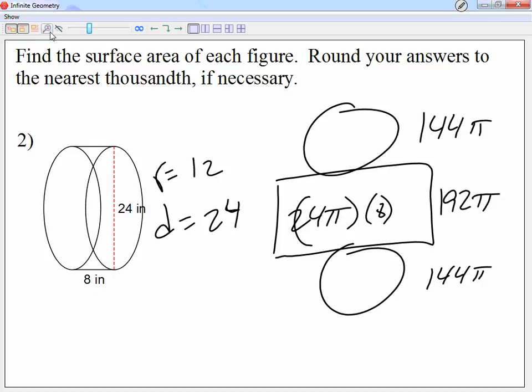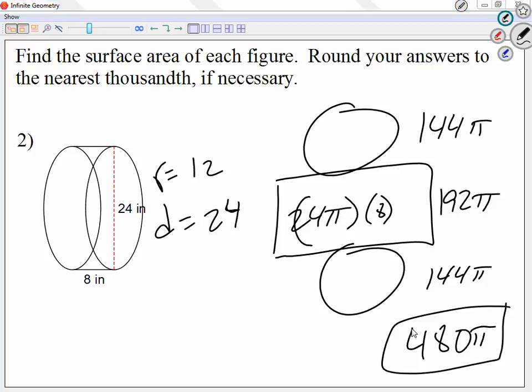Now add everything, and you should get 480 pi. The 144 plus 192 plus 144. So 480 pi. So remember, big rectangle and two bases.